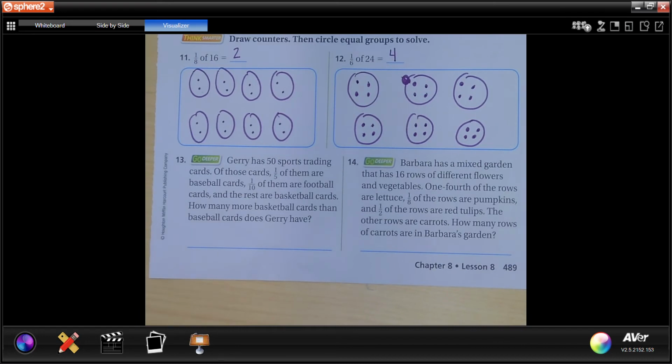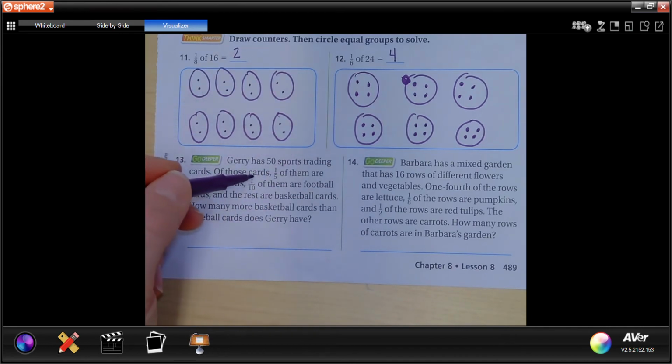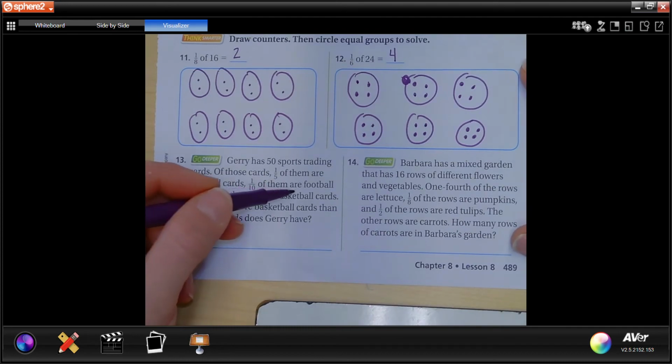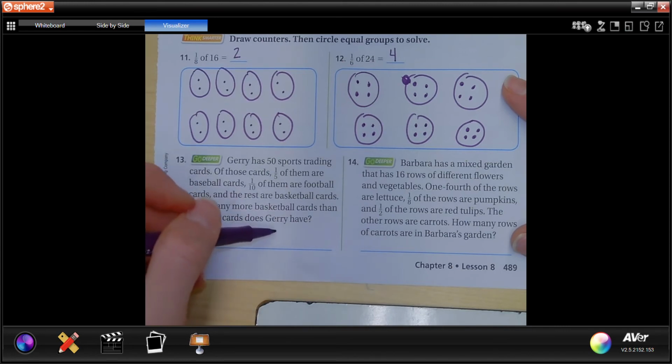Okay, this one's gonna be a lot of work, everyone. Is everybody ready? This is where you definitely want to have your math board and your dry erase. So, Jerry has 50 sports trading cards. Of those cards, 1/5 of them are baseball cards, 1/10 of them are football cards, and the rest are basketball cards. How many more basketball cards than baseball cards does Jerry have?